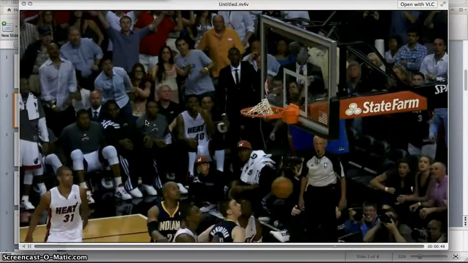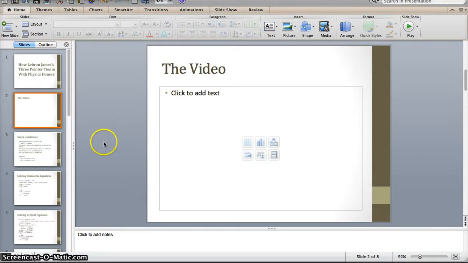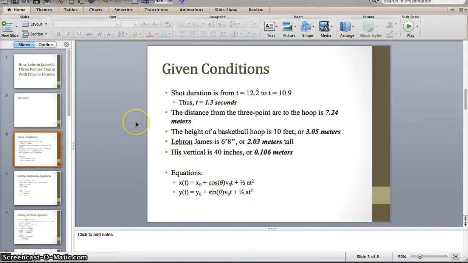Alright, so I'm sure you guys get the basic gist of the video. LeBron makes a three, and that ties in with our projectile motion stuff that we learned throughout the year. So our given conditions start with that the shot lasts approximately 1.3 seconds on the clock.